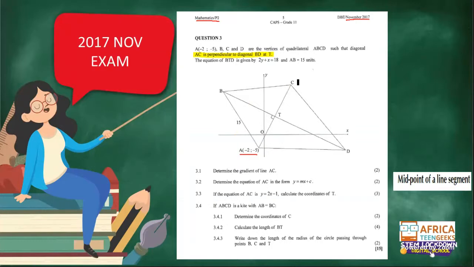Examples or exercises. What do you know about perpendicular lines? Guys, what can we deduce if we know that lines are perpendicular? You can share your answer in our chat box. So we have line AC, which is perpendicular to BD. Before we even solve our problem, what do we know from that statement?